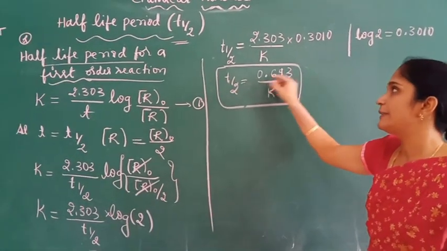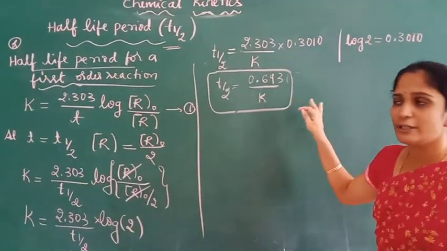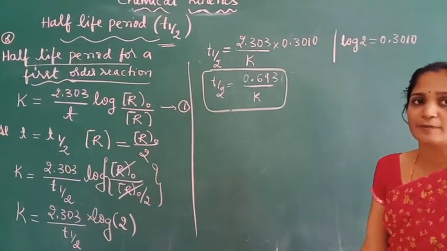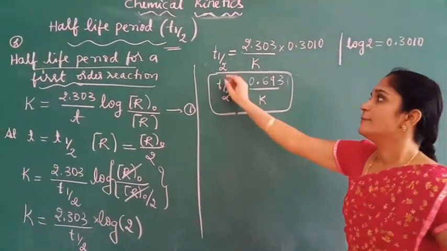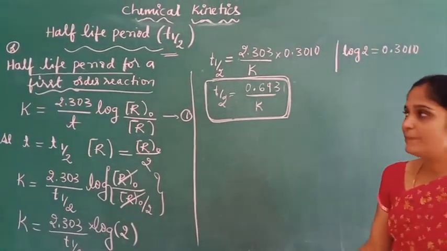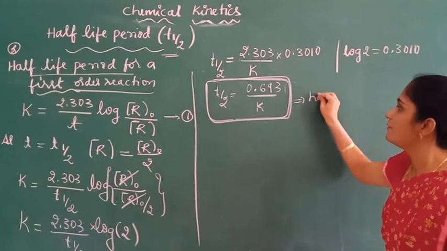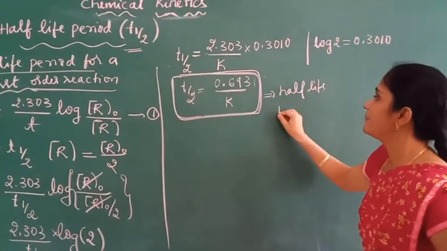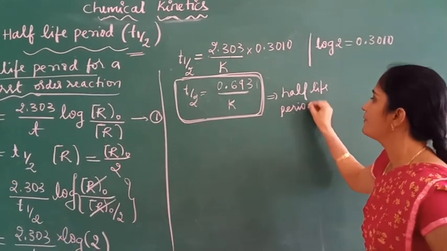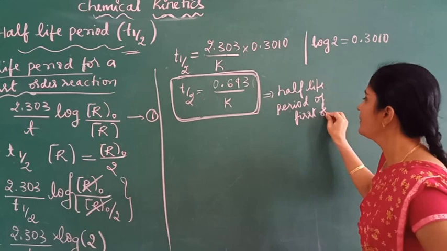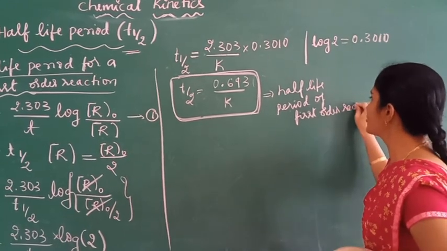So t half is here. There is no concentration term. Therefore half-life is independent of the initial concentration of the reactant. This is the expression for the half-life period of a first order reaction.